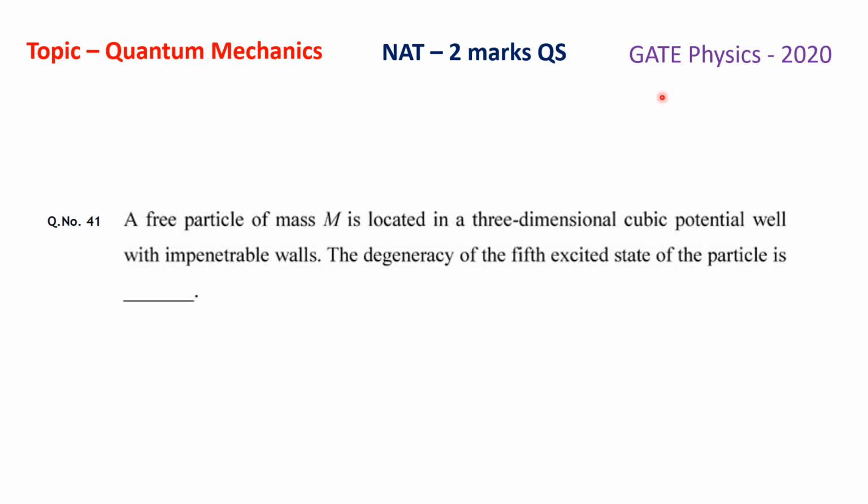This question was asked in the GATE Physics paper 2020. This is a numerical answer type question having 2 marks, and this question was asked from the topic quantum mechanics. The question is, a free particle of mass capital M is located in a 3-dimensional cubic potential well with impenetrable walls. The degeneracy of the fifth excited state of the particle is, so we have to find the degeneracy of the fifth excited state of this particle in this cubic potential well. Let us see how to solve this problem.